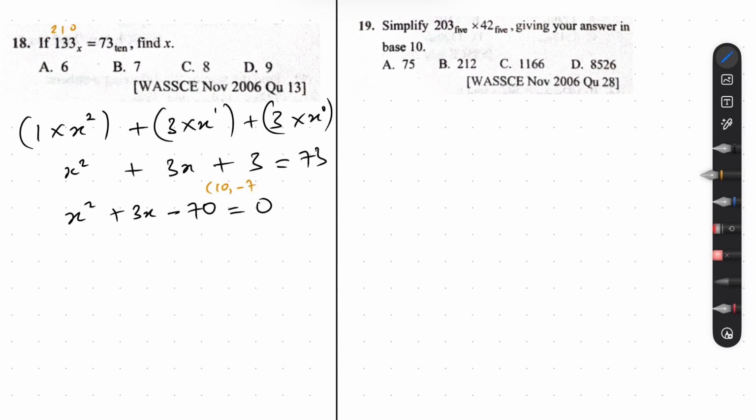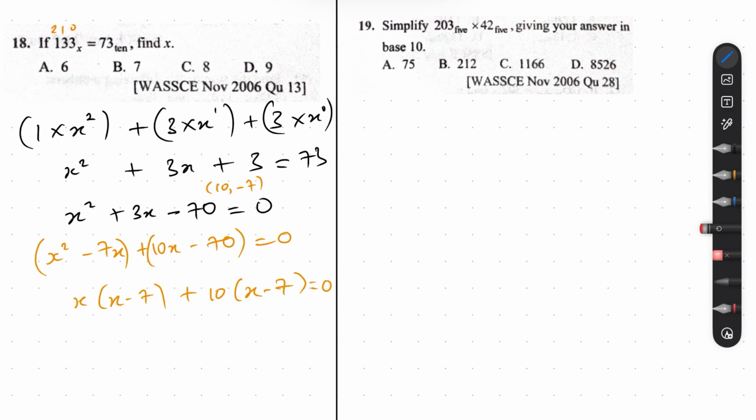Okay, cool. So let's write that. So we're going to have x squared minus 7x plus 10x minus 70 equals 0. Let's put this in brackets so we can factor out. Here we can factor x out, then we have x minus 7. And here we can factor 10 out. Then we have x minus 7 equal 0.